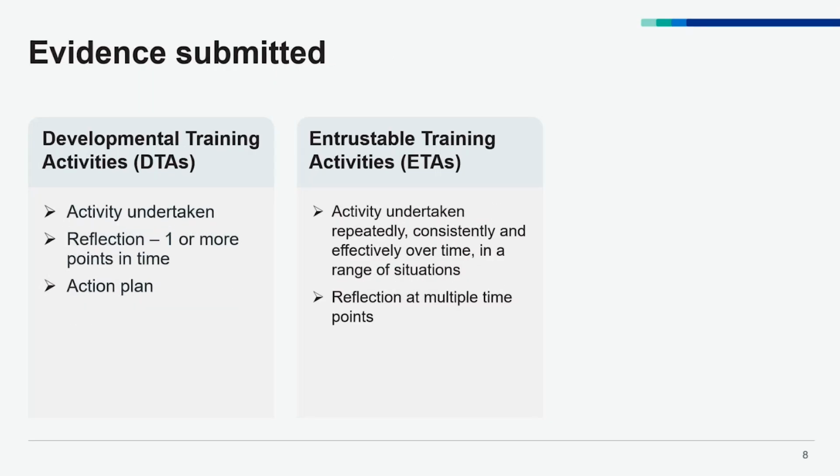So in terms of the evidence submitted, what the school's assessment standards state is that you need evidence that the trainee is actually undertaking that activity. So this is for DTAs. They've got to have evidence that they have undertaken it. And it might just be once, so there might be just something very straightforward that shows that they've undertaken it. And you can agree with them what that might be.